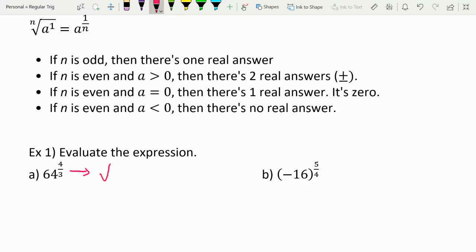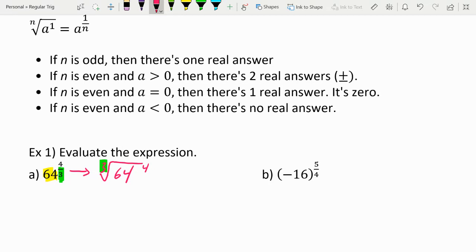Now, how would you write this in radical notation form? All right, the radical form. Well, remember, we said this was going to be the number underneath. So I have 64. And then the denominator was going to be the index. So I have a 3 sitting out there. And then this whole thing is being raised to the 4th power. So that's how you rewrite it.